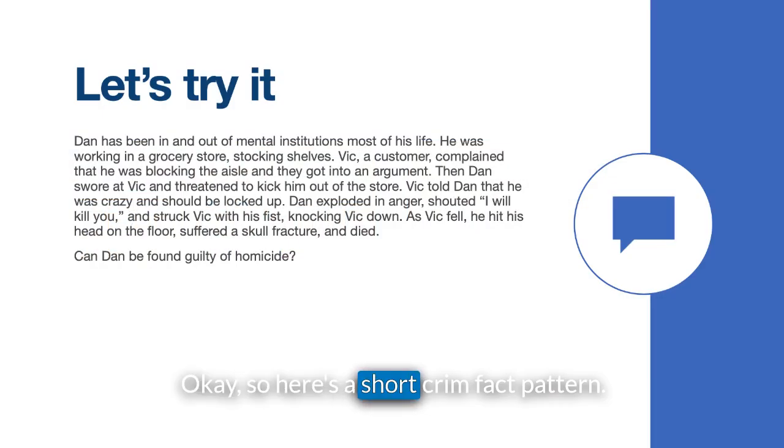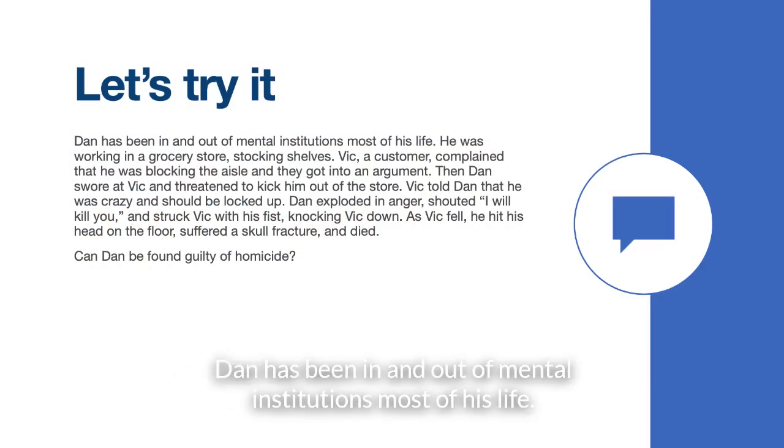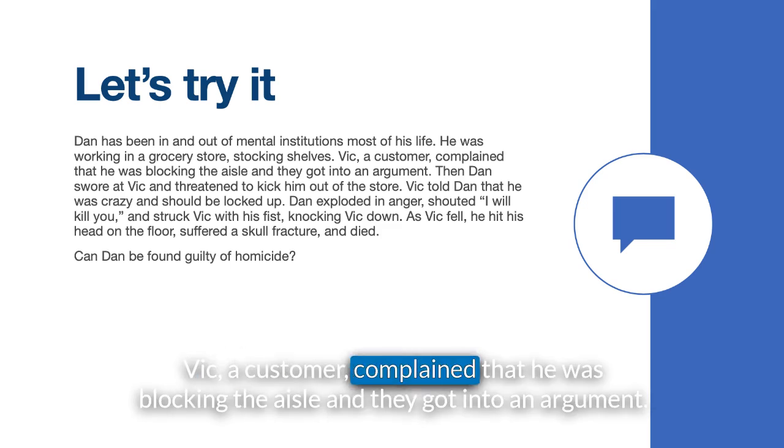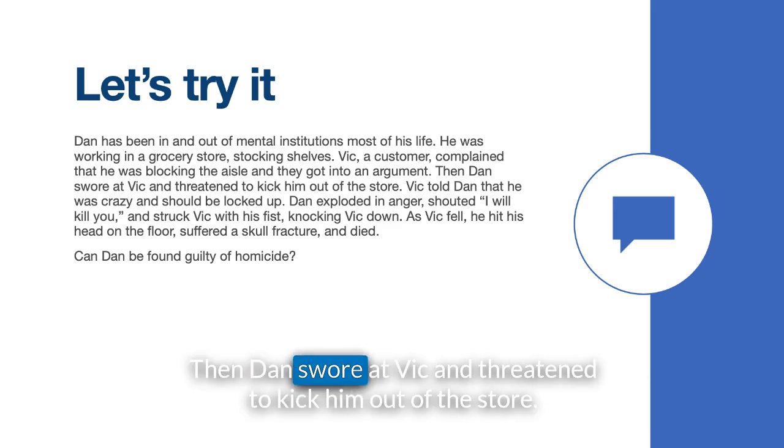Okay, so here's a short Crim fact pattern. Dan has been in and out of mental institutions most of his life. He was working in a grocery store, stocking shelves. Vic, a customer, complained that he was blocking the aisle, and they got into an argument. Then Dan swore at Vic and threatened to kick him out of the store.